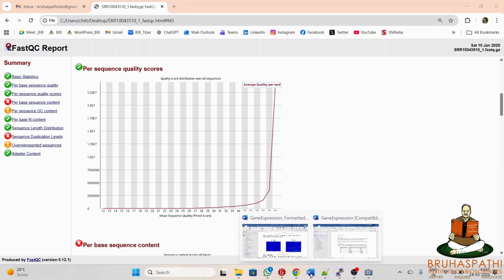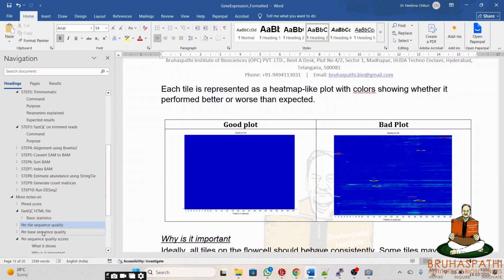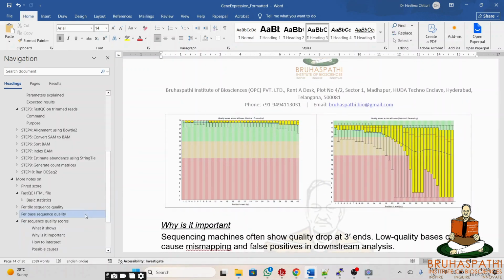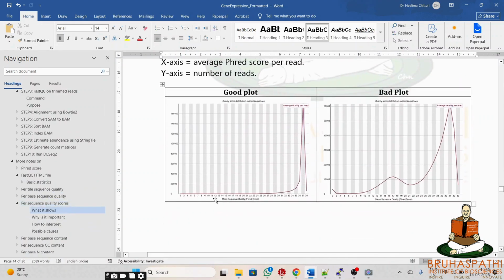Now, let's see what is bad. So, this is a good sequencing. The average quality score for the majority of the sequences is at 40, and this is a bad sequencing which shows 2 peaks. Most of the sequences have a good quality, but there is a chunk of about 10,000 to 12,000 sequences whose quality is bad, which might be due to an improper flow cell or improper sequencing machine handling. It could be any of these reasons. That's how this indicates per sequence quality score.